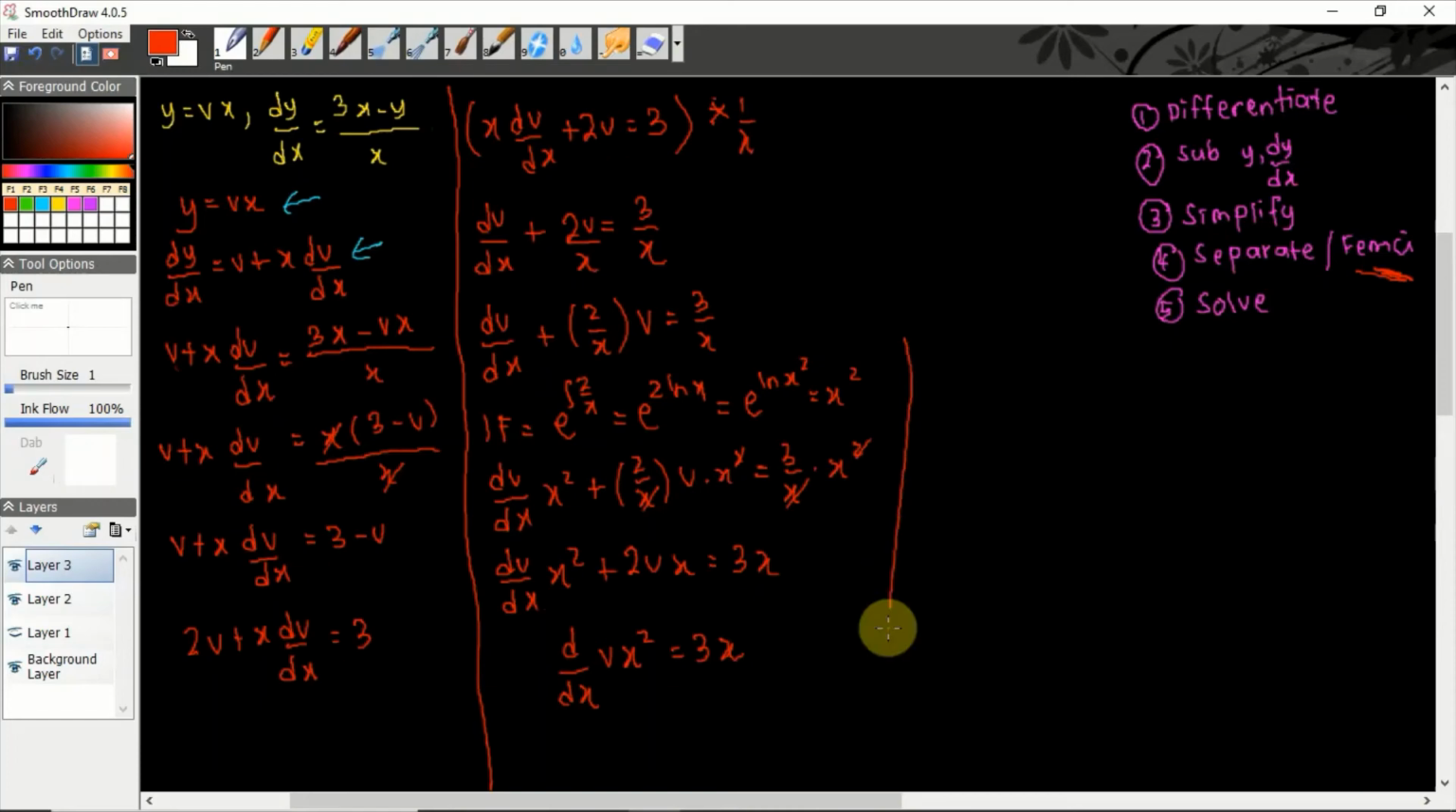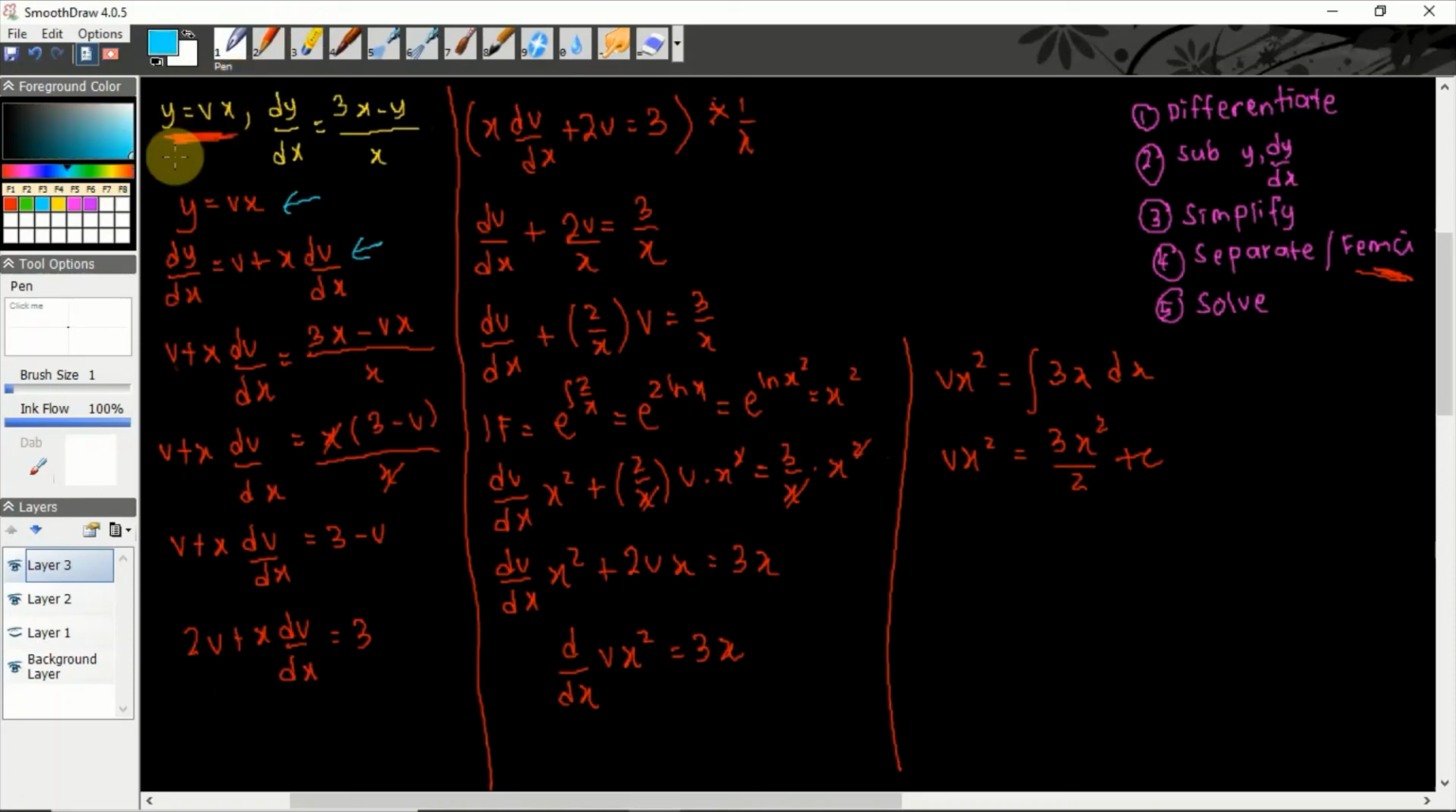Continue. After we combine, we integrate. How to integrate? vx squared equals the integral of 3x, bringing dx to the right side. So now vx squared equals 3x squared over 2 plus c. Now your answer is in the form of v, but our question is y, so we need to sub back v with y from this one.